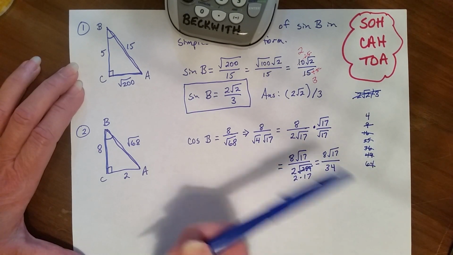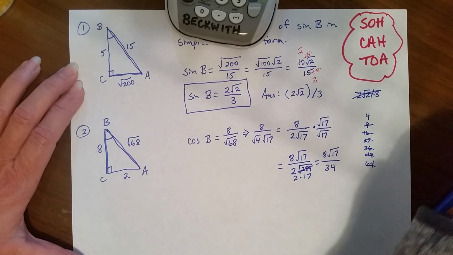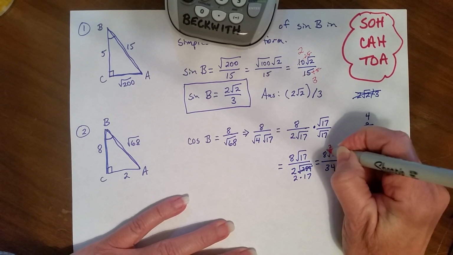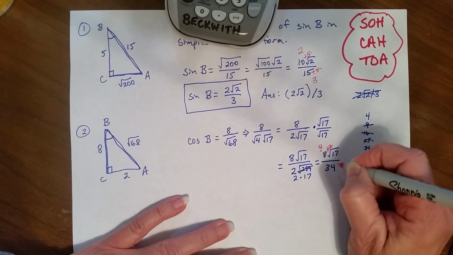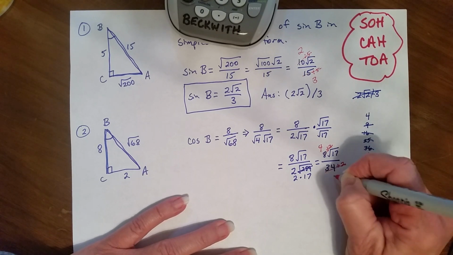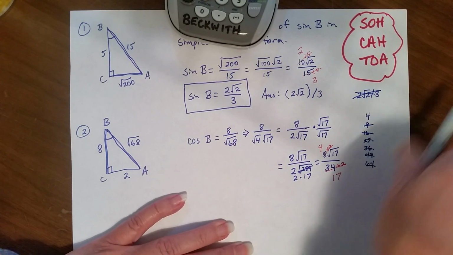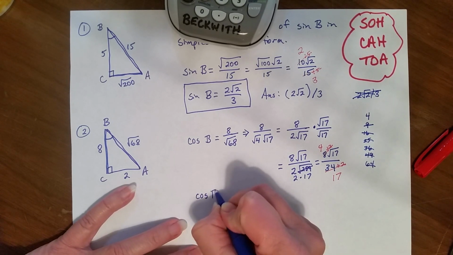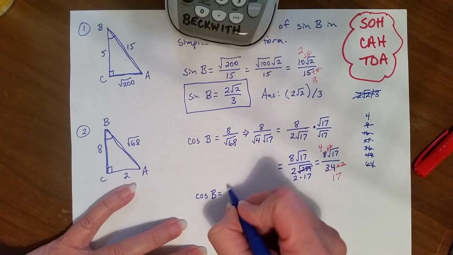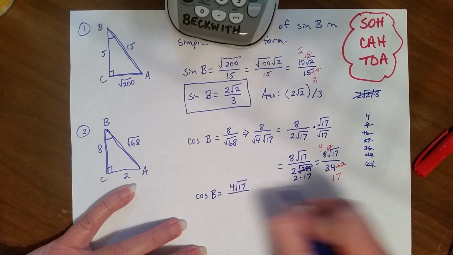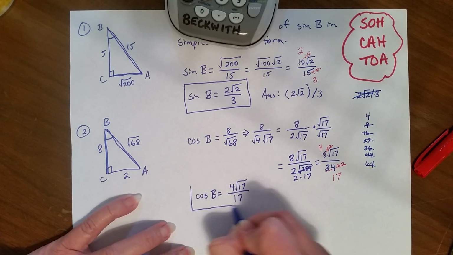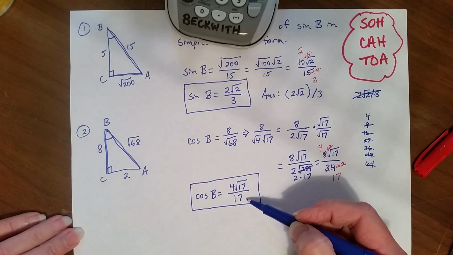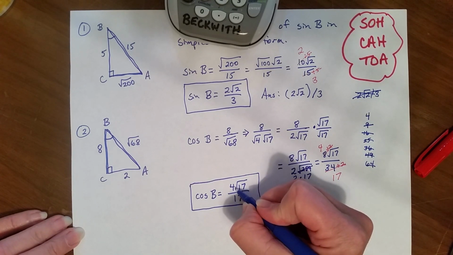Now I see that the 8 and the 34 are both divisible by 2. 8 divided by 2 is 4. 34 divided by 2 is 17. So my final answer here, the cosine of B, is 4 root 17 over 17. Now again, the 17s don't cancel. One's under the root and one is not. Do not cancel those. Leave it like that.